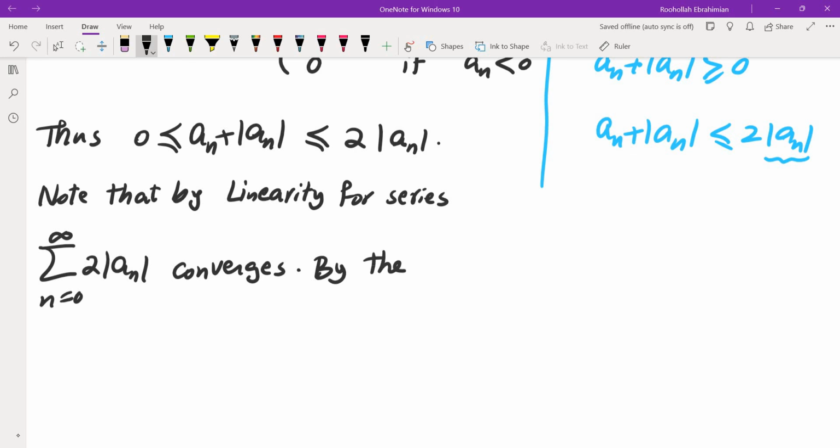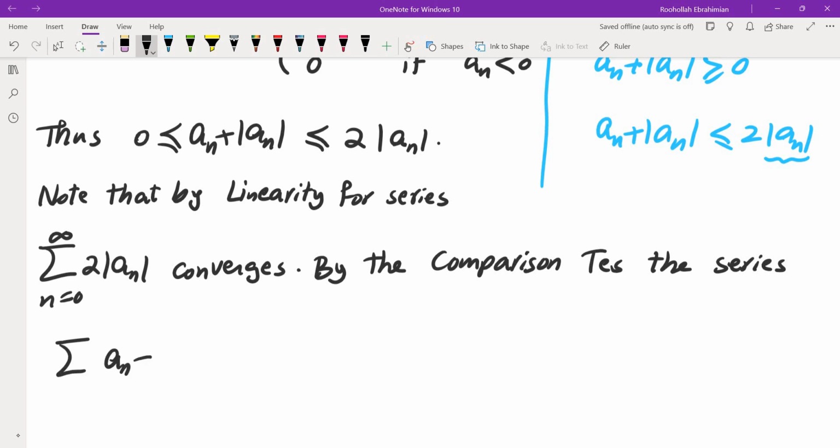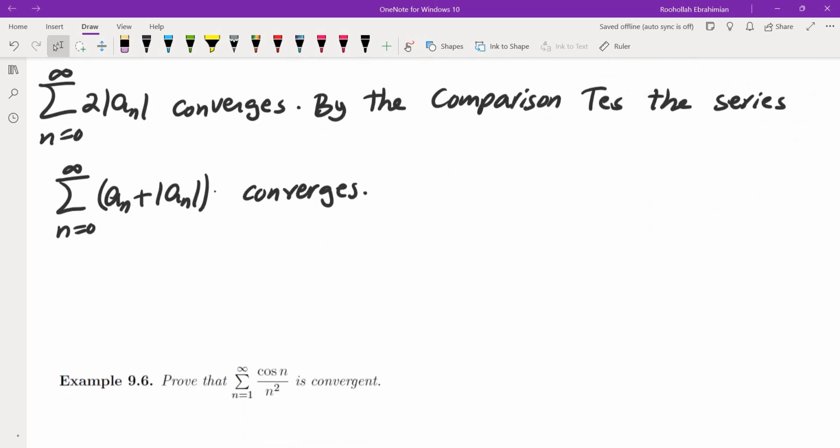By the comparison test, the series sum of a_n plus the absolute value of a_n, n equals 0 to infinity, converges. Okay. So we got that this converges, but how do we extract a_n from there? Well, it's actually not that difficult. We could just subtract the absolute value of a_n from that.